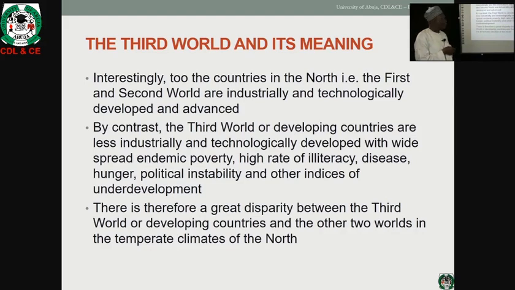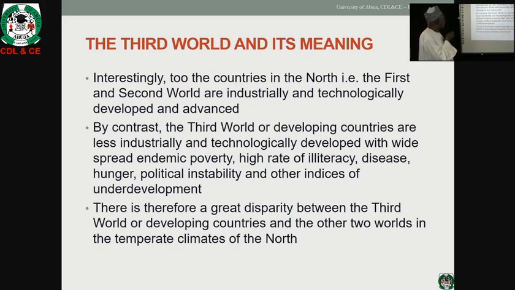Also, it is important to note that the fundamental difference between these countries is the issue of industrial development, the issue of technological development. First and Second World are industrially and technologically advanced. They are developed. By contrast, Third World or developing countries are less industrially and technologically developed, with widespread endemic poverty, high rate of illiteracy, disease, hunger, political instability, and other indices of underdevelopment.